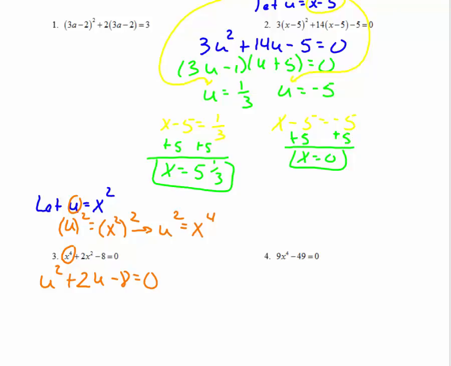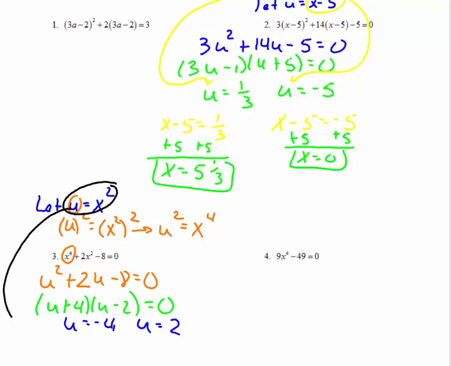So now we want factors of negative 8 that add up to positive 2, or positive 4 and negative 2. So it's going to factor into u plus 4 and u minus 2 equaling 0. Then we can set each one equal to 0. So I get u equaling negative 4, or u is going to equal 2. But remember, what did we say u was? We said u was x squared. So now an x squared needs to be replaced back into where u was. So we're going to end up with x squared equals negative 4, or x squared is going to equal 2.